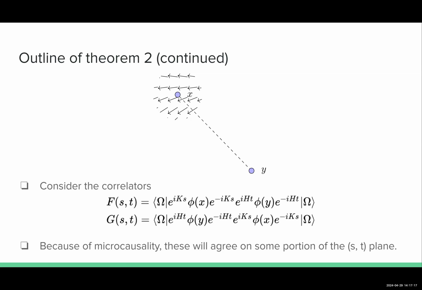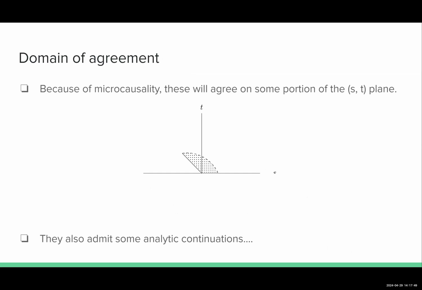Or if I chose to order these fields in the opposite direction, I would have this different correlation function G. And the thing we're going to do is make the global Hamiltonian and the modular Hamiltonian play against each other in a way that causes a contradiction. Now, one thing you know is that because of microcausality, there's going to be some portion of the ST plane where these two correlators agree. Because if I do a combined modular and global time evolution in such a way that these points are space-like separated, these two correlators are going to be exactly the same. That's what microcausality gives us. I've just drawn for you what that portion looks like.